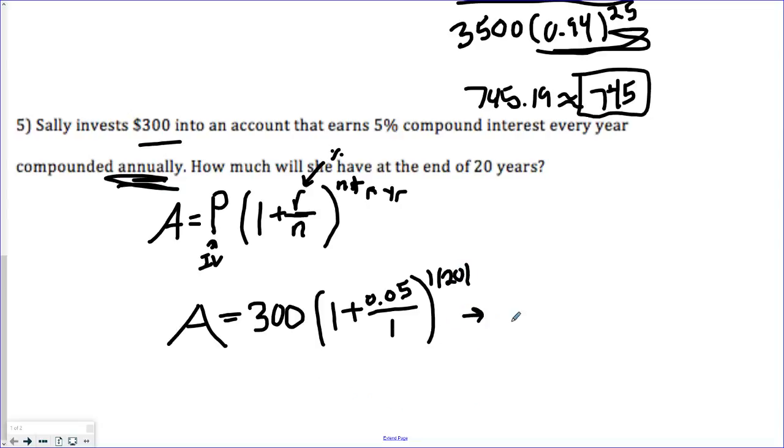And then just go ahead and work it through. So I'm going to work the inside first. So 0.05 divided by 1 is 0.05. 1 plus 0.05 is 1.05. And then 20 times 1 is 20.